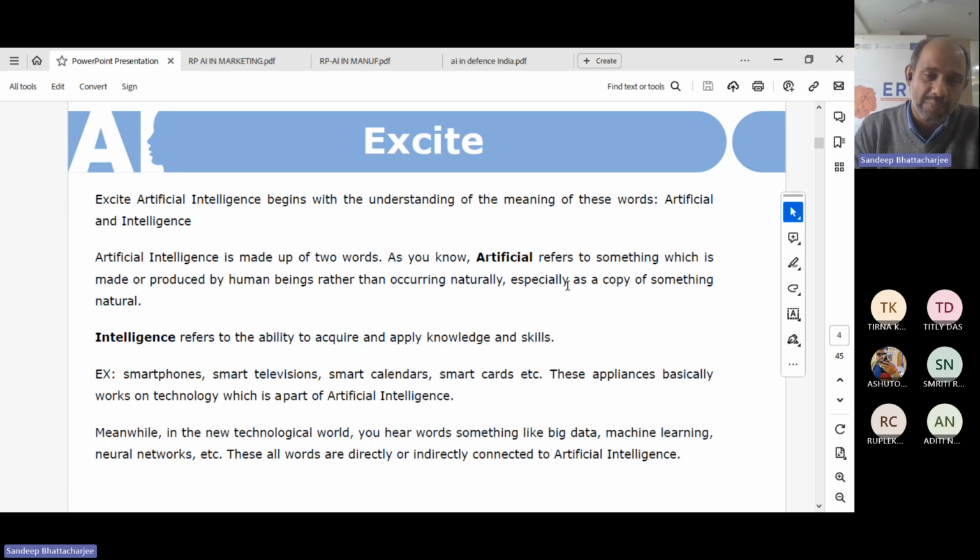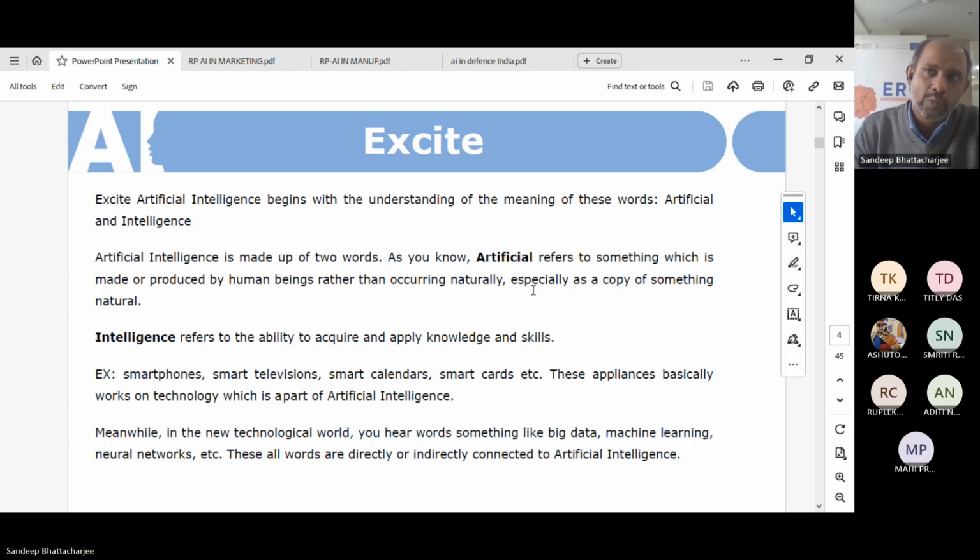Some of the examples that you can see nowadays are the many smart applications where AI concepts have been used. Like you have smartphones, smart televisions, smart calendars, smart cards. All these appliances are basically working on technology which is part of AI. We had discussed some of the AI-based algorithms yesterday. Neural networks were there, fuzzy algorithms were there. All these different algorithms, along with the concepts of big data and machine learning, are being used in today's times.